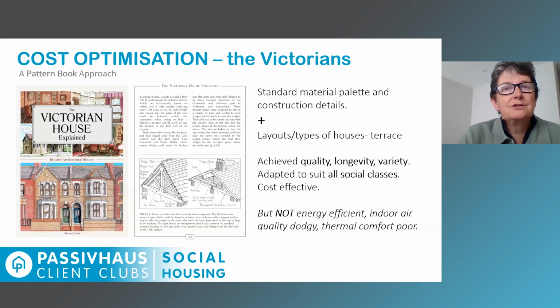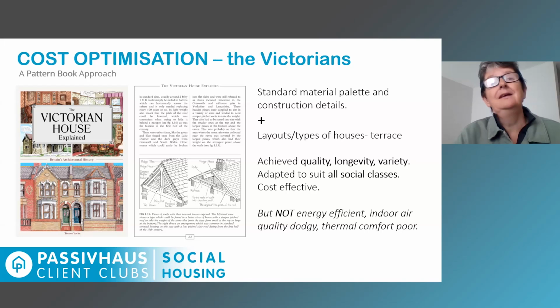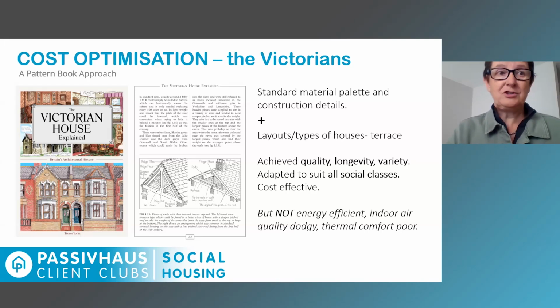I think a good model is the Victorians. A better model, they had a standard material palette and construction details, and they had also the layout type, the terrace, and we see that across the UK. And the building force knew how to do a bay, they knew how to do a porch, they knew how to do a chimney, and it was very cost effective, and they achieved quality, longevity, variety in design. Unfortunately, they're not energy efficient, and the indoor quality is dodgy and they are certainly not thermally comfortable.